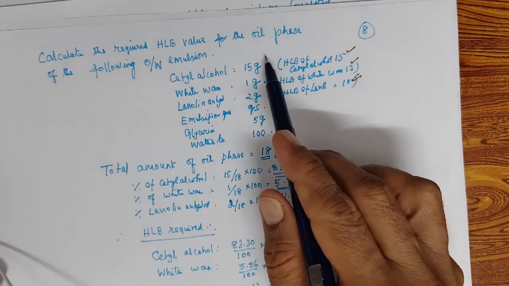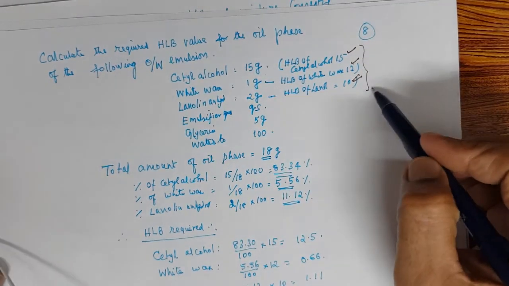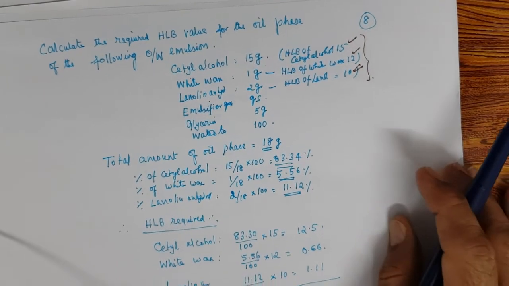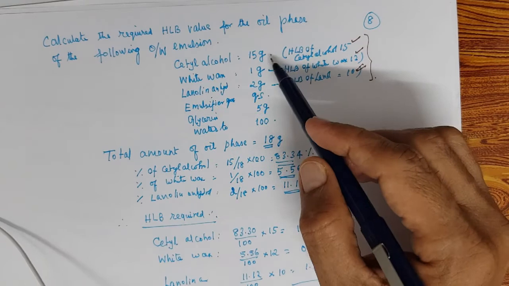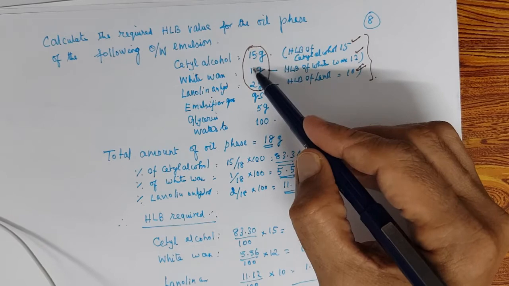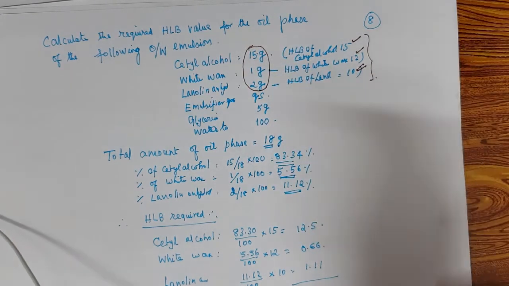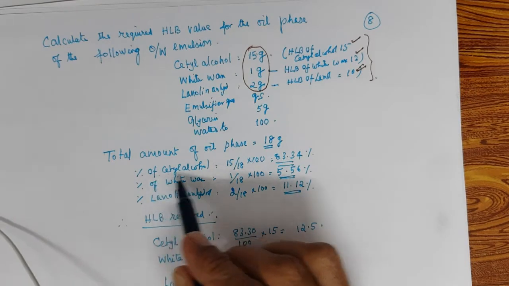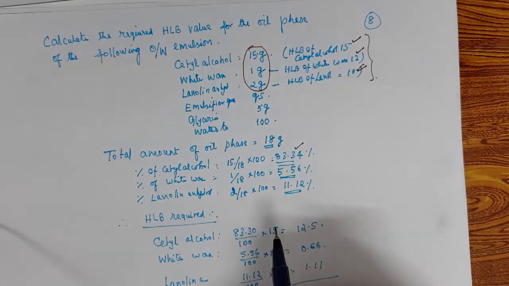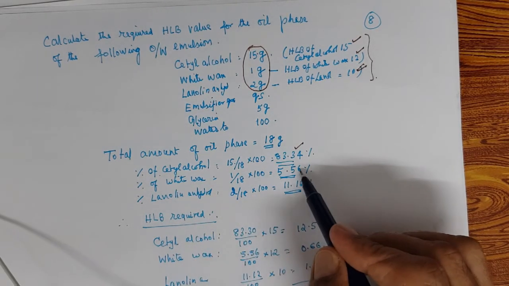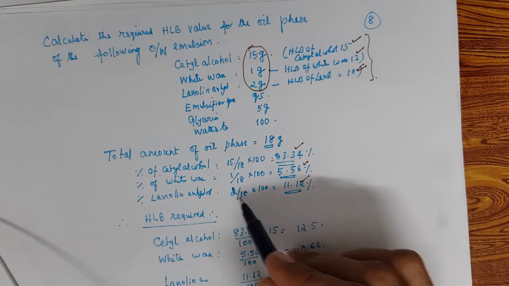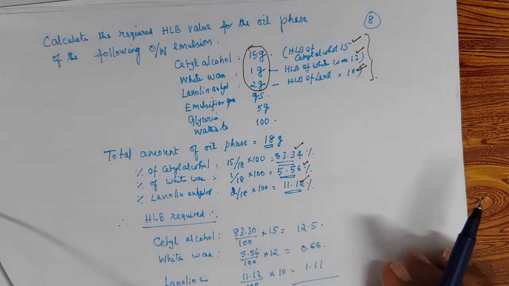So HLB of cetyl alcohol is 15, HLB of white wax is 12 and HLB of lanolin is 10. Now, what is the HLB of the emulsifier required for this oil phase? Now, how to calculate this? What is the oil phase content? 15 plus 1 plus 2, that is 18, right? So in this 18, the percentage of cetyl alcohol is 15 by 18 into 100, 83.34. Percentage of paraffin wax is 5.56. Percentage of lanolin anhydrous is 11.12, 2 by 18 into 100, right?